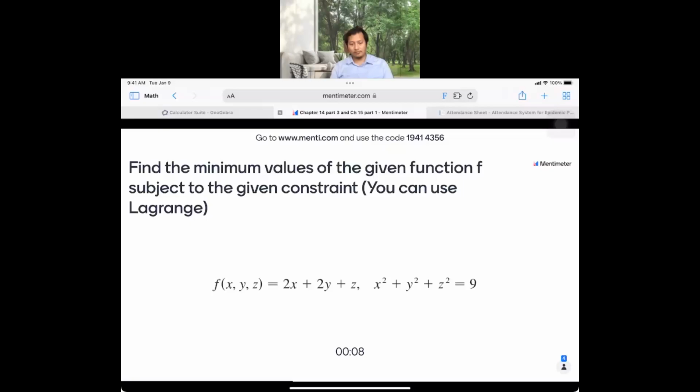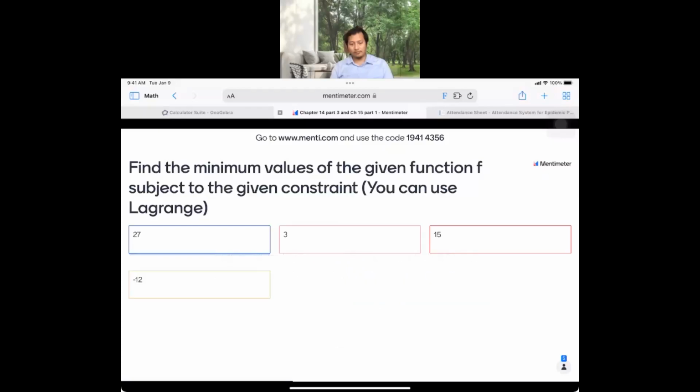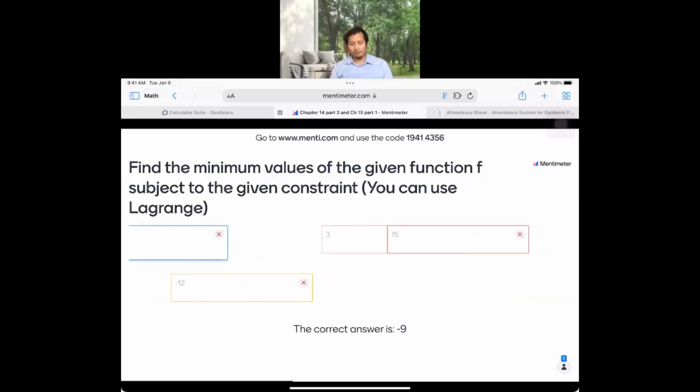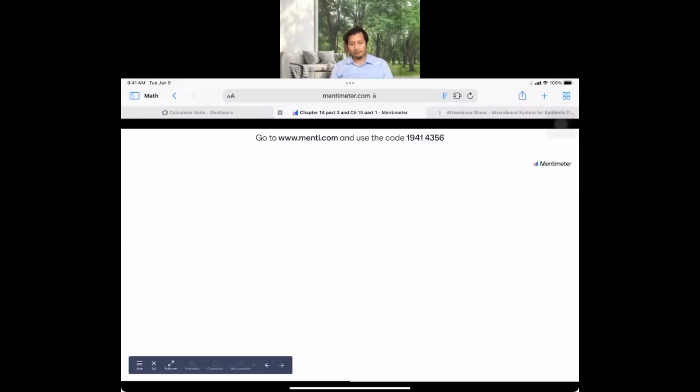Okay, less than 7, 6, 5. Oh, okay, negative 9. Okay, I think we could do some review on the Lagrange method later on. Okay, next one.